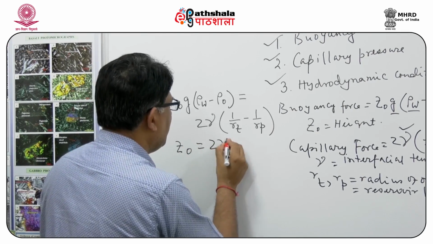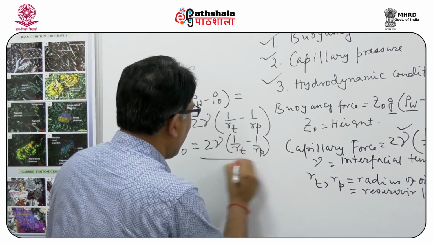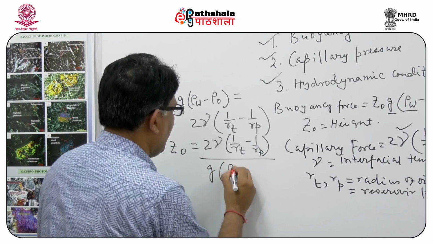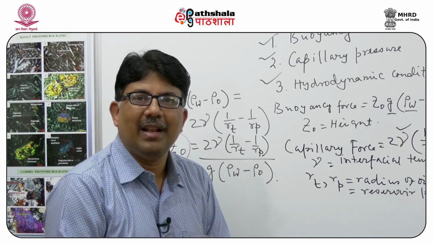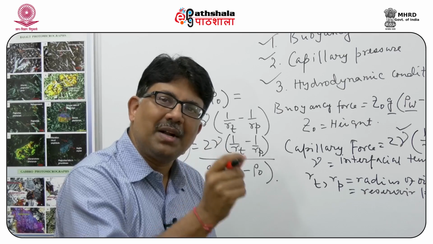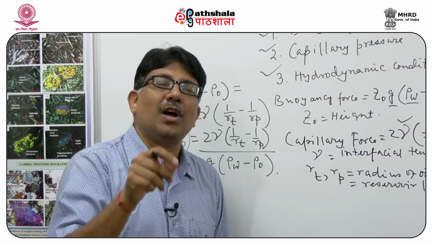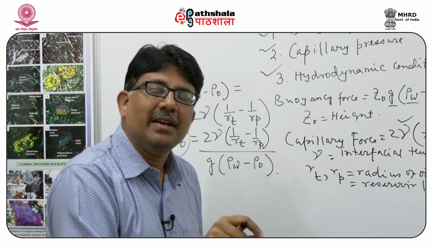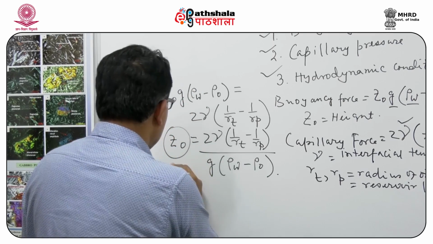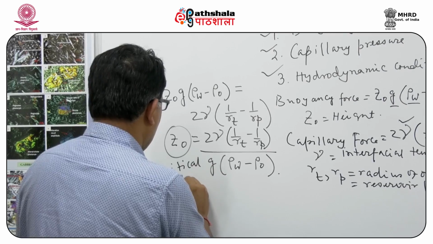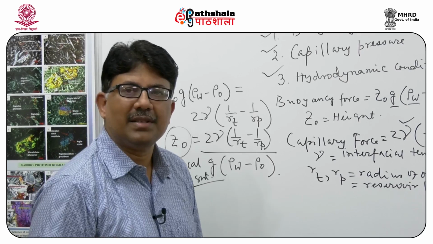This is 2γ(1/Rt − 1/Rp) divided by (ρw − ρo)g. So this is the maximum height that oil can rise through water, where the water has a density ρw and the hydrocarbon component, oil, has a density ρo. And this height we call the critical height.